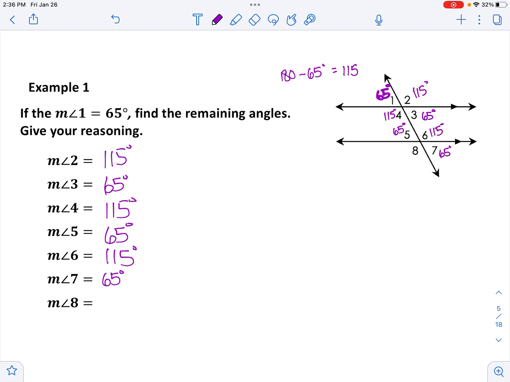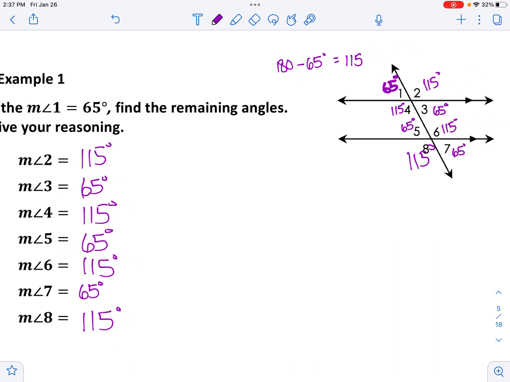115 degrees. And then across from angle 6 is angle 8. So these two are vertical angles. So this should be 115 degrees as well. Okay, so now we know all of the angles. So again, how you get there, we kind of talked those out.